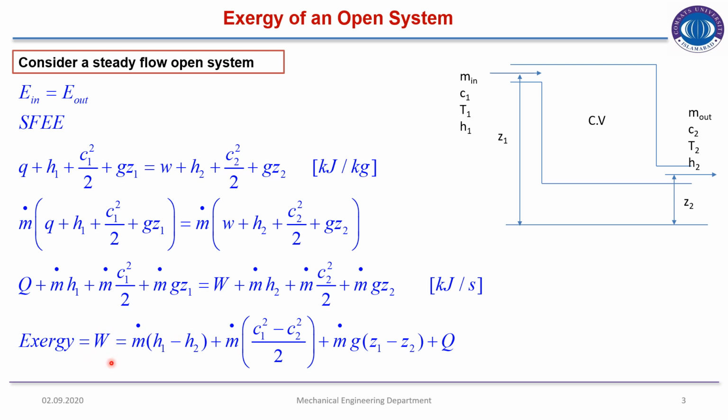Now W is the amount of useful work done, so that is equal to exergy or available energy. So we take the W term on the left hand side and all other parameters on the other side of the equation. Taking the similar terms common, we have mass flow rate times the change in enthalpy, plus mass flow rate times the change in the kinetic energy component, plus mass flow rate times the change in the potential energy component, plus Q, the amount of heat that is transferred from the surroundings to the system.